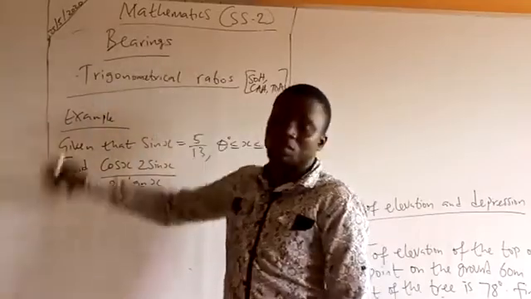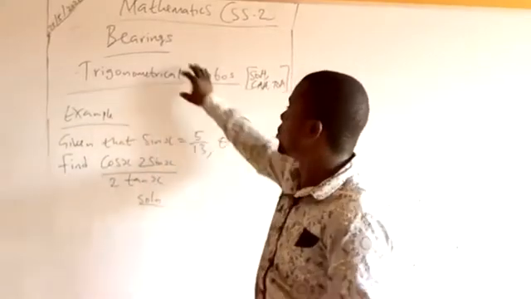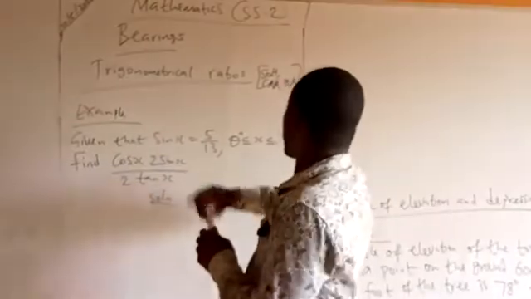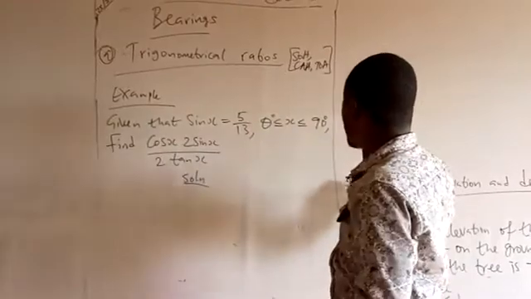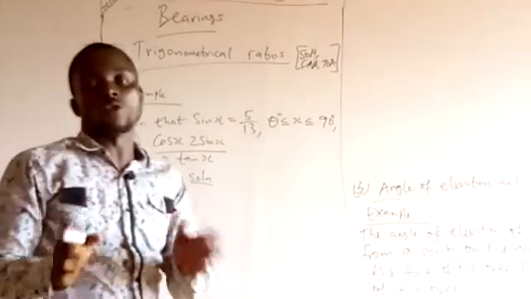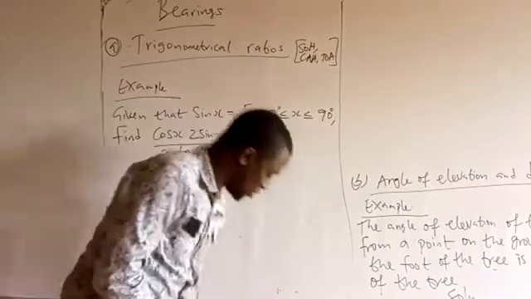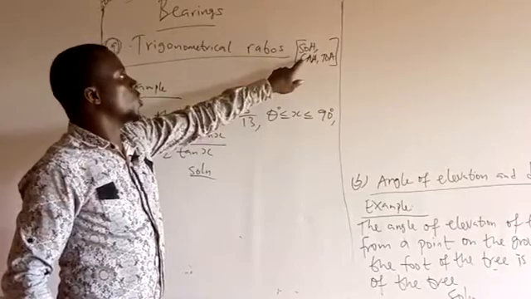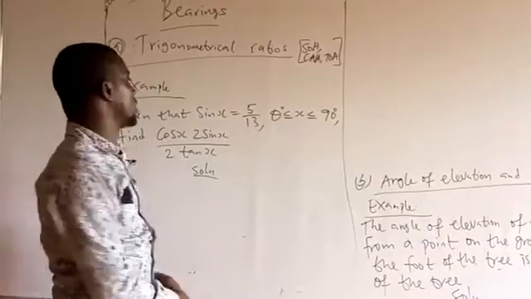The topic we have this term is bearings. We are familiar with bearing already. Under bearing, the first subtopic is trigonometrical ratios. I believe in trigonometric ratios, you are familiar with SOHCAHTOA. SOHCAHTOA simply means sine is opposite over hypotenuse, cos is adjacent over hypotenuse, and tan is opposite over adjacent.